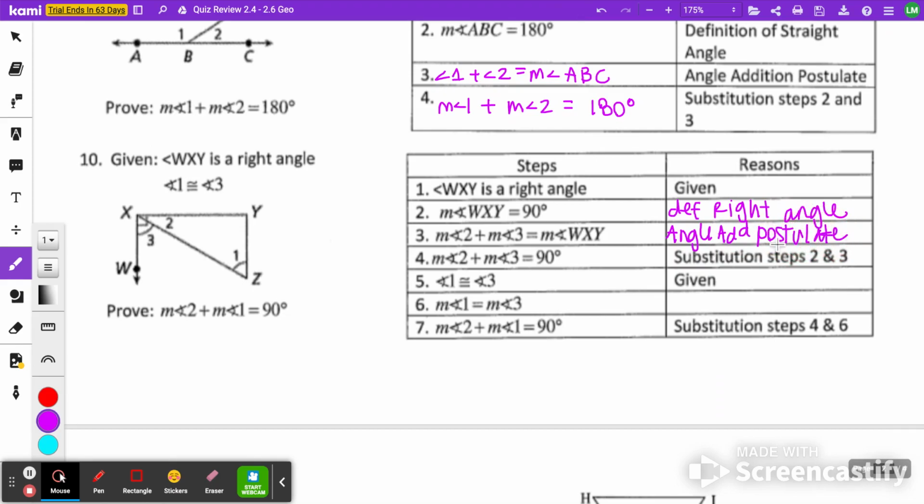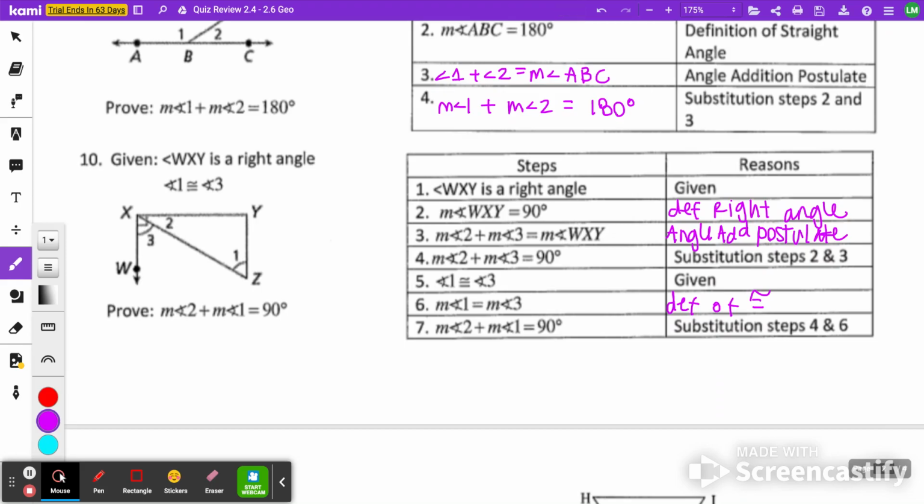So when we substitute that, WXY should also be equal to 90 degrees. So that means if angle 1 is congruent to angle 3, the measure of angle 1 is equal to the measure of angle 3. That's the definition of congruency. So that the measure of angle 2 plus the measure of angle 1 is equal to 90 degrees. And that is substituting steps 4 and 6.